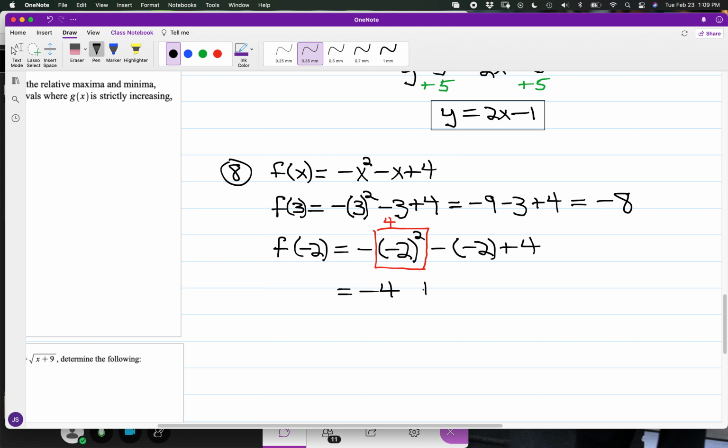Subtraction of -2 translates out to the addition of 2. And we have plus 4. Working from left to right, or you could have negative and positive 4 cancel, it still comes out to 2. We have -4 plus 2 is -2. -2 plus 4 is equal to positive 2. So we have f of -2 is equal to 2.